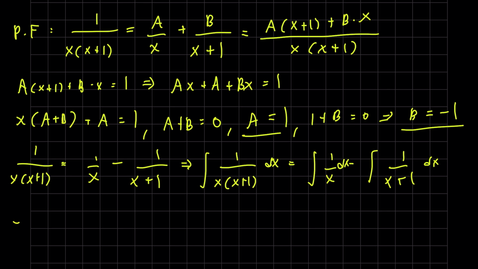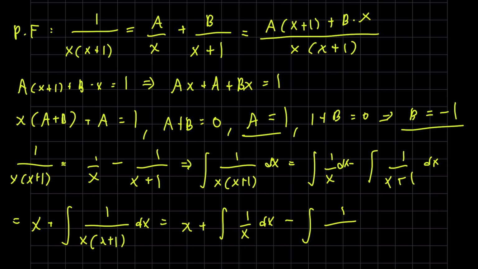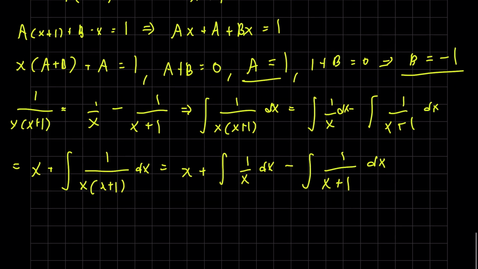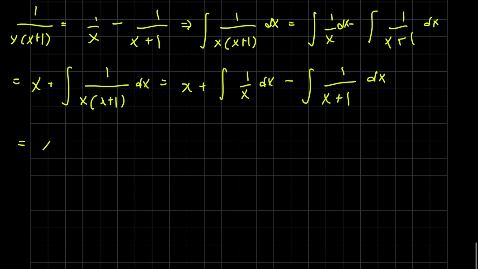So what we had was x plus the integral of 1 over x(x + 1) dx, but that's the same thing as x plus the integral of 1 over x dx minus the integral of 1 over (x + 1) dx. The integral of 1 over x dx is the natural log of x, so plus the natural log of x. And the integral of 1 over (x + 1) is the natural log of (x + 1), so minus the natural log of (x + 1), and then plus the constant of integration. So that's the result to the integral.